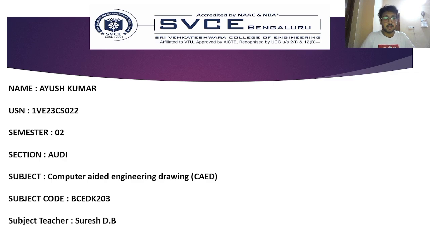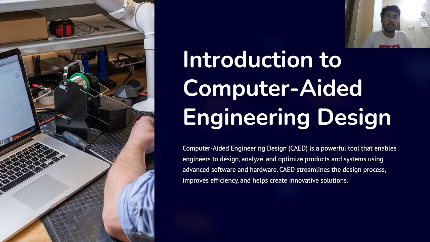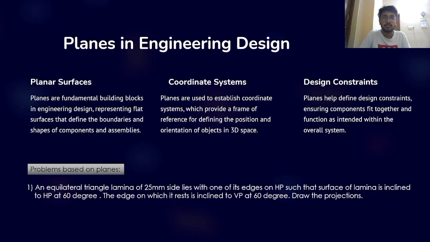So let's get started. First, introduction to Computer Aided Engineering Design. CAD is a powerful tool that enables engineers to design, analyze, and optimize products and systems using advanced software and hardware. CAD streamlines the design process, improves efficiency, and helps create innovative solutions. Today we are going to solve three main topics, which are planes, lines, and points. Let's get started with planes.